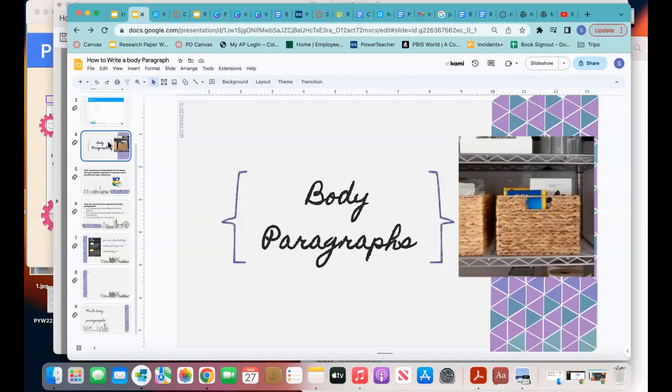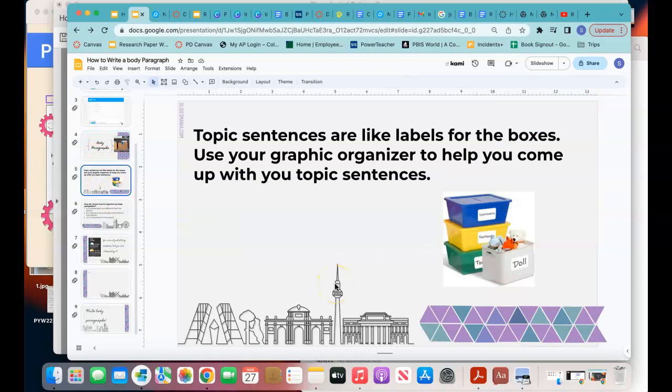So body paragraphs are like containers. And when we use containers, they often are only supposed to carry specific things. Just like in our classroom, we have our notebook boxes, and they only contain notebooks. If you were to turn an assignment in a notebook box, I wouldn't grade it because that's not where it goes, right? Well, how do we know what to put in our body paragraphs or our boxes? Well, that's where topic sentences come in. Topic sentences are like labels for the boxes.